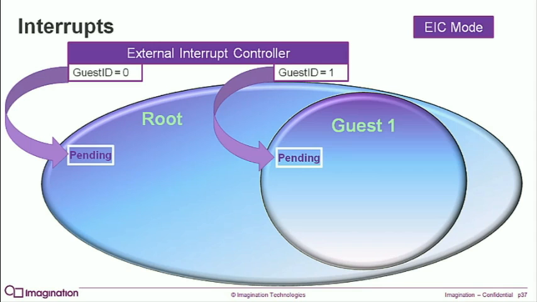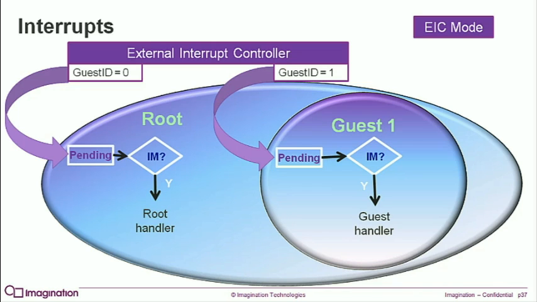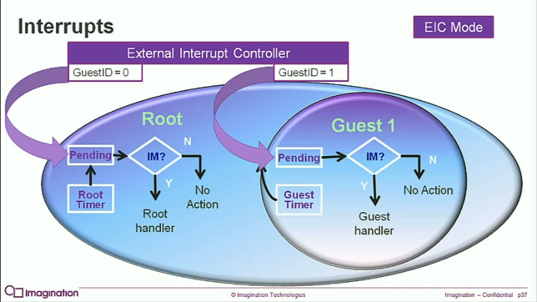To start, external interrupts come into the root or guest interrupt bus to become a pending interrupt. Next, the pending interrupt is checked against the associated interrupt mask, and if the mask is set, the associated context will receive the interrupt. If it is not, nothing happens. The root timer and the guest timer are also routed directly to the associated interrupt bus.